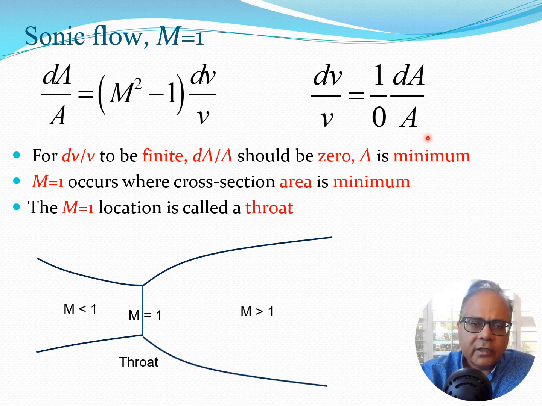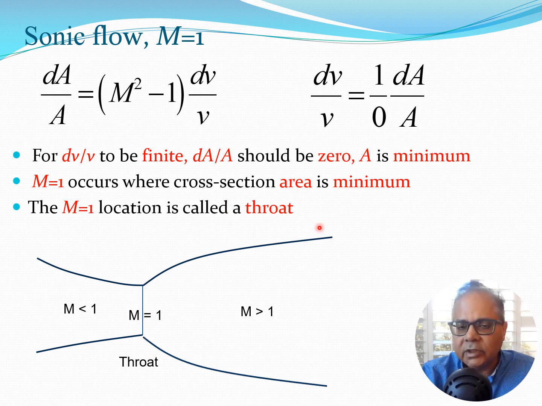So now if we look at this equation carefully, we are going to see that this is going to have a finite value only in a certain case, and that is if dA by A becomes 0. That's the only situation where dV by V is going to be finite, and this is coming from calculus. Therefore, what should happen is that dA by A should be 0, and therefore A is a minimum point. Now, this Mach number 1 will occur in a situation where the cross section A is a minimum, and this we can see in a typical figure like this here, that there is a region where A is minimum and this is the M equals 1 location.